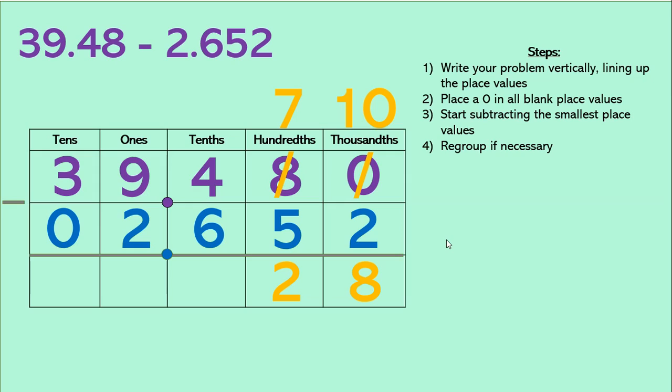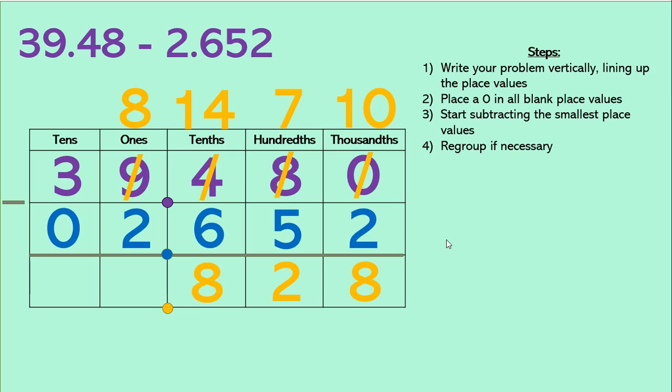Ooh, can't do 4 tenths minus 6 tenths. We can't take 6 tenths away from 4 tenths. So what we need to do is regroup from the 9 in the ones place. So we're going to regroup 1 one. So now we have 8 ones left. 10 tenths makes up 1 one. So we're going to rewrite that 1 one that we borrowed as 10 tenths. But we already have 4 tenths there. So we're going to be adding 10 tenths to that 4 tenths we already had. We now have 14 tenths.